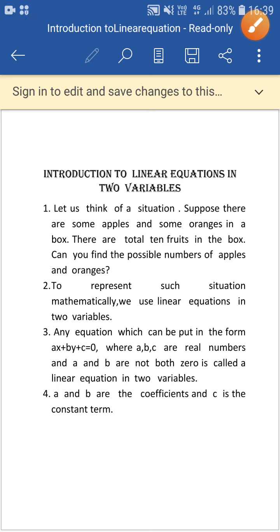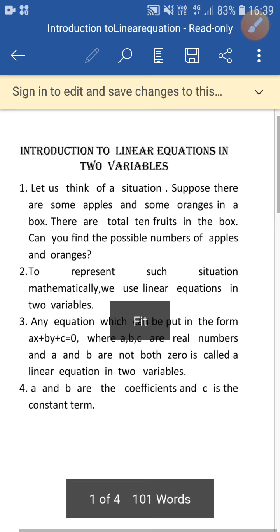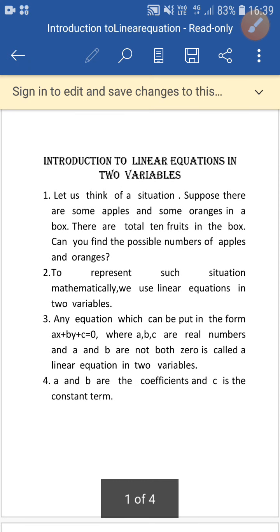Dear students, today we will be starting the chapter linear equations in two variables. So we are starting with the basic concepts in it and how some problems in our daily life give rise to linear equations in two variables.